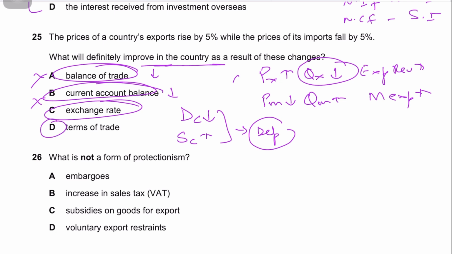Definitely, because if export prices go up, we know that TOT is the index of export prices over the index of average import prices, times 100. 100 as in the index number, not the percentage. So if your export prices are rising, the TOT will definitely improve, and if import prices are falling, it will also improve the TOT. Remember that export prices are in the numerator, while import prices are in the denominator. So if the numerator goes up, the TOT value should go up, and if import prices go down, the denominator goes down, the TOT value should again go up.